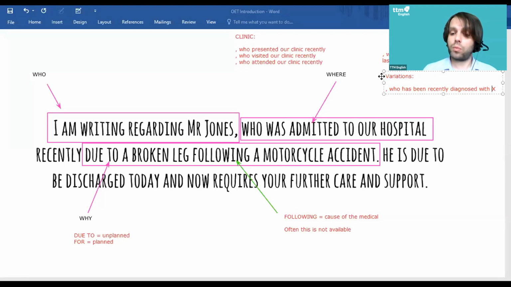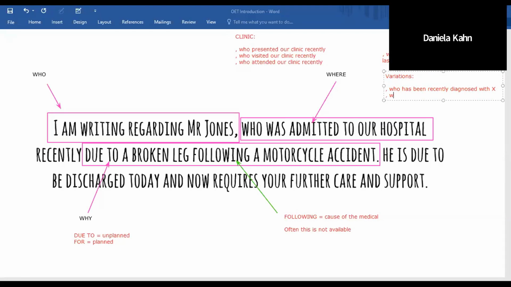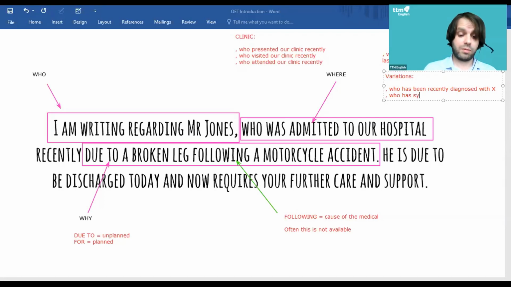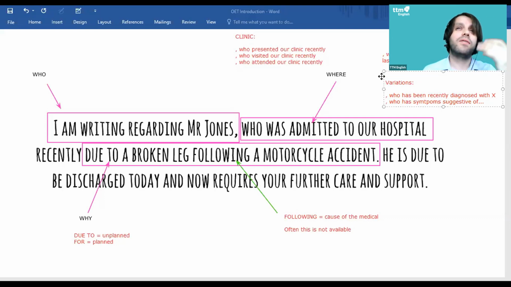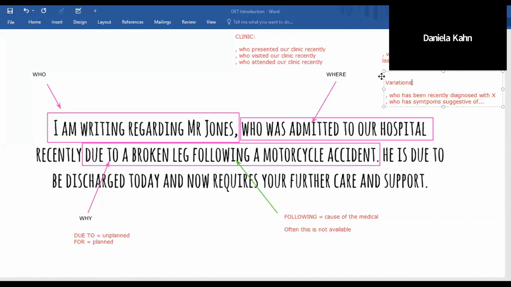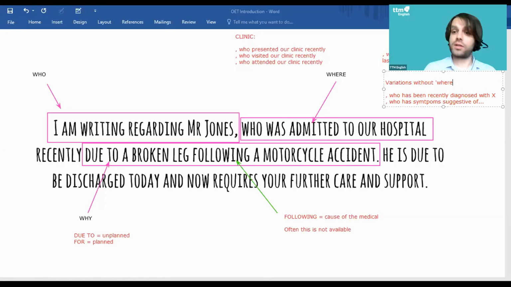Often doctors say with symptoms suggestive of. So, who has symptoms suggestive of, or who has been experiencing symptoms suggestive. You don't experience symptoms suggestive of, I don't think. But yeah, you get the idea. These are variations without the where, aren't they? Okay, perfect. Thank you. It's a great question.